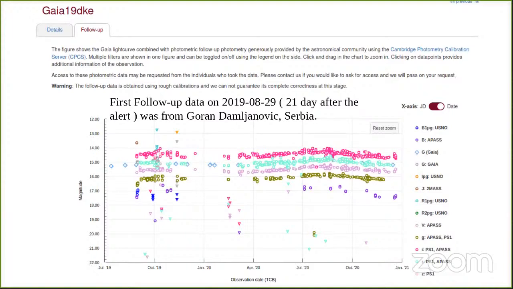The first observer who joined this follow-up was Goran Demjanovic, from Serbia, I hope I say it correctly. I am not sure he is participating today, but yesterday I saw his name among the participants. He joined 21 days after the alert was published. Thanks, Goran, you are a very lucky astronomer, first predicted where to point your telescope. Congratulations.